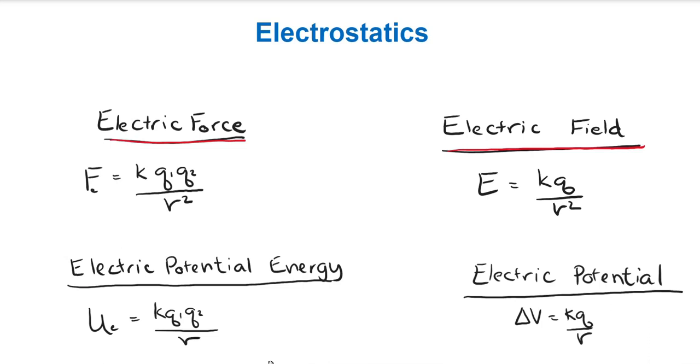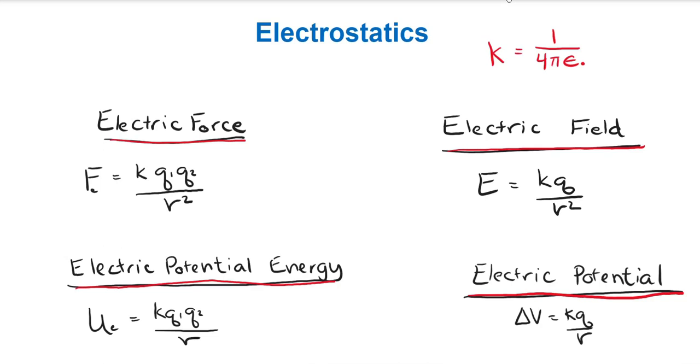Then there's the electric potential energy, which is U equals K times Q1 times Q2 over R, but this time the R is not squared. And then there is the electric potential, not to be confused with the electric potential energy. And this is delta V. Sometimes it's just shown as V, and that equals K times Q over R. So 1Q and 1R for this one. And of course, K is Coulomb's constant, and that's also equal to 1 over 4 pi epsilon naught.